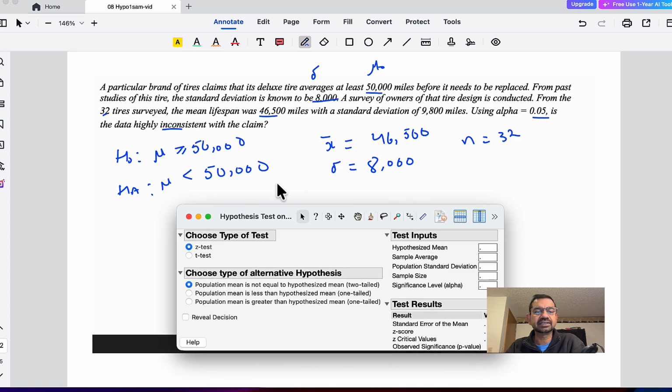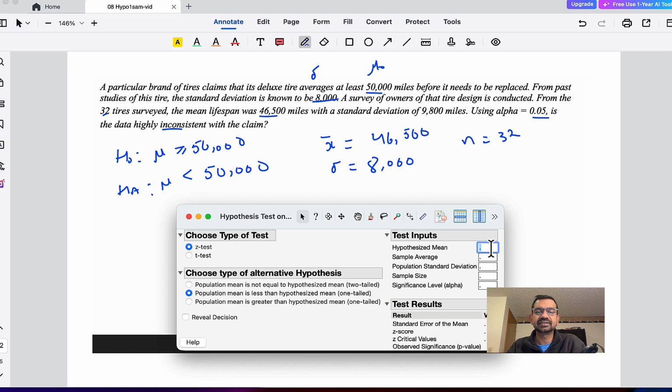We will be conducting a z-test because we know the population standard deviation. We'll choose the z-test. Then the next question is, is it a left tail or a right tail test? That's given by the direction of the alternative. We will be conducting a left tail test. So we will choose the left tail option, that the population mean is less than the hypothesized mean. Left tail, I'm going to choose this option. And now we can type in our values.